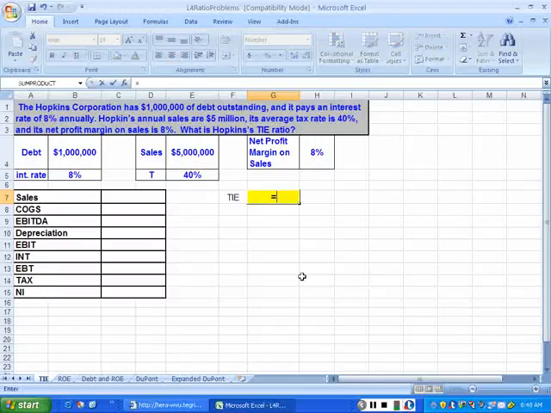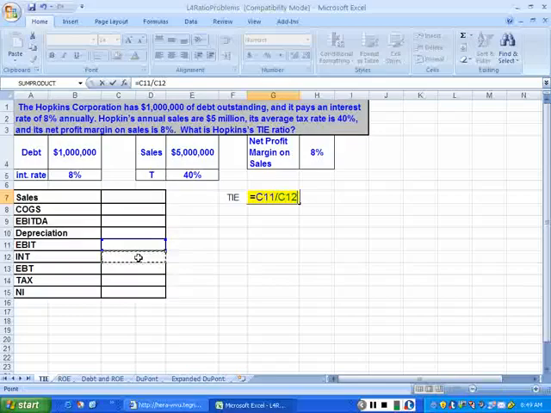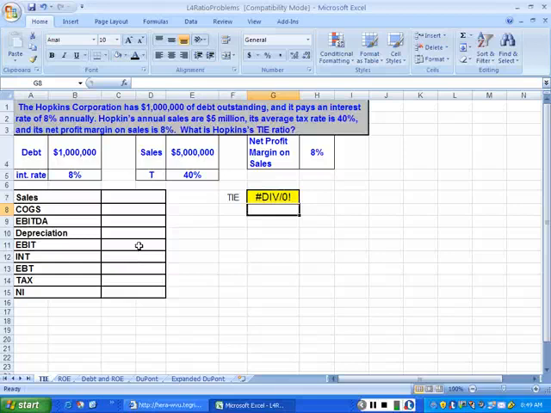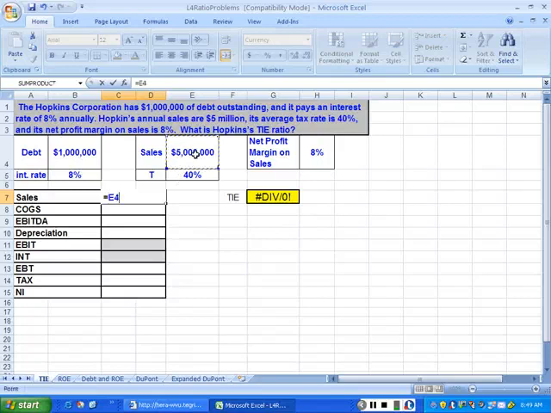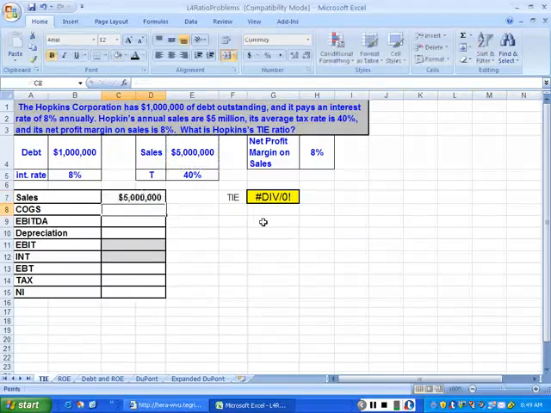So what this is looking for is the earnings before interest and tax divided by the interest expense that we would have here. So we're going to need to come up with both of those items, the EBIT and the interest expense, in order to come up with this calculation over here. Now we start with a few things. It tells us up here that our sales is at $5 million.